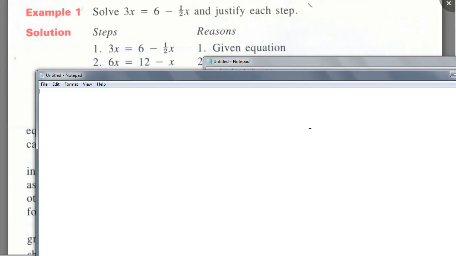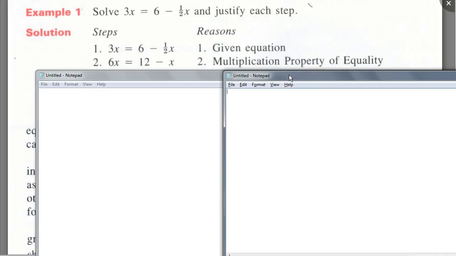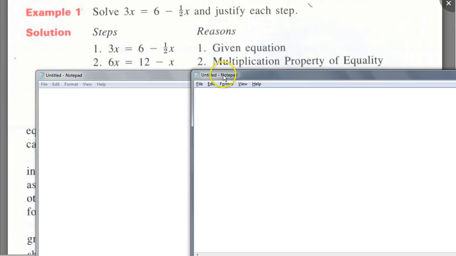So when you multiply a number to both sides of an equation, what is that called? Multiplication property. That's right. Very good. Because of the multiplication property of equality, we could go from the first step to the second without changing the solution, correct?